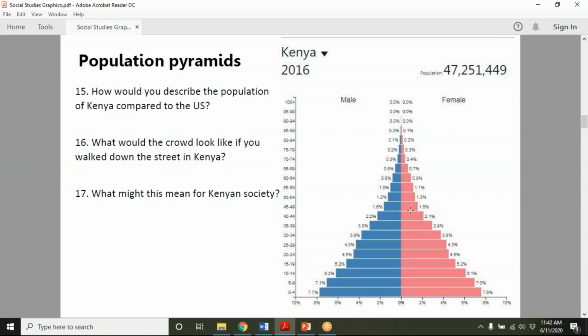Number 17. If we were sociologists, or people working in global economics or trying to improve societies around the world, what might this mean for Kenyan society? Maybe health care, so that as people do age, they can live a longer and healthier life. Yeah, maybe there are some health things that need to be figured out.